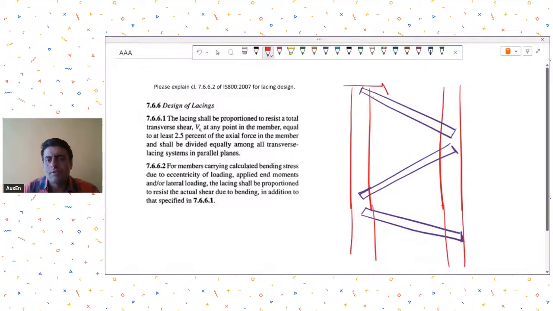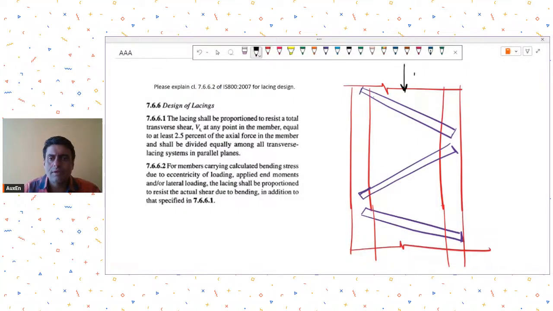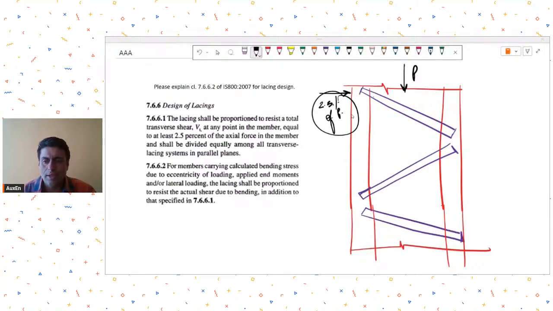Now generally, for how much force do we design this lacing? If this column is subjected to axial load, then what is the force that we design the lacings for? We take a notional load, an assumed load of 2.5% of P. This is not an actual load that is acting, because there was only axial load acting on the column. There was no lateral load, but we take this notional load and design the lacing for it. That is the first part, what is given in 7.6.6.1.